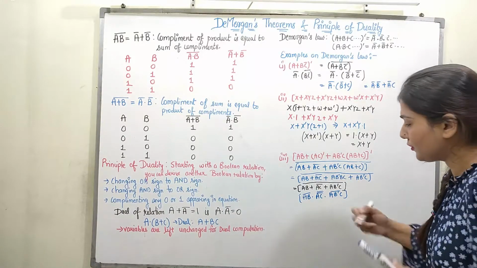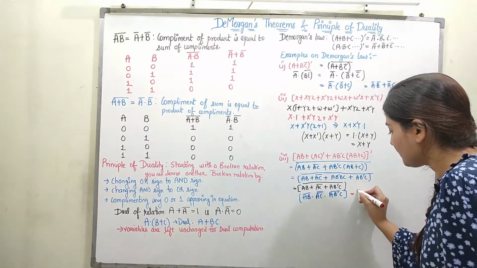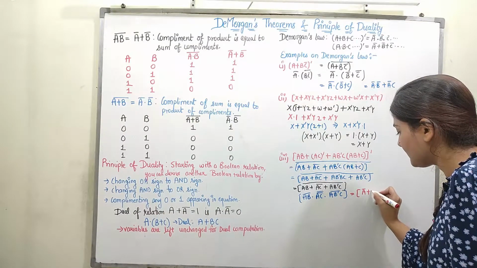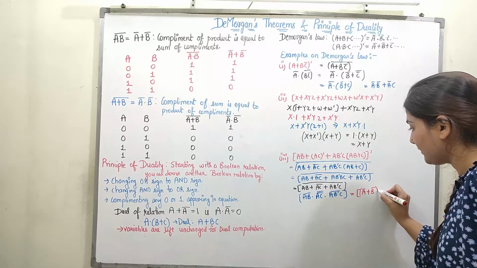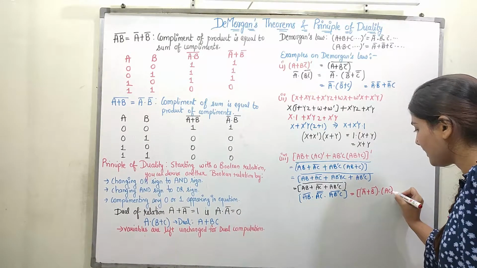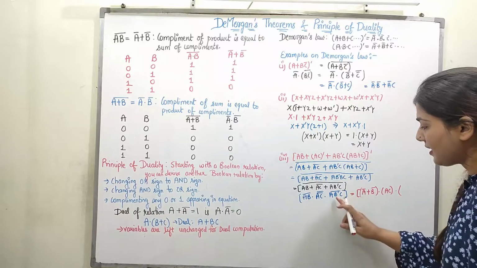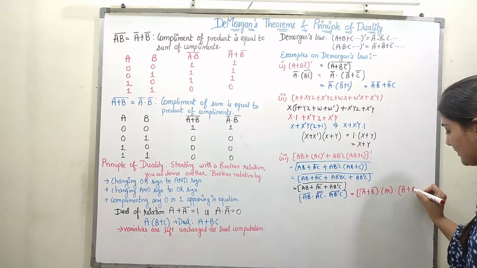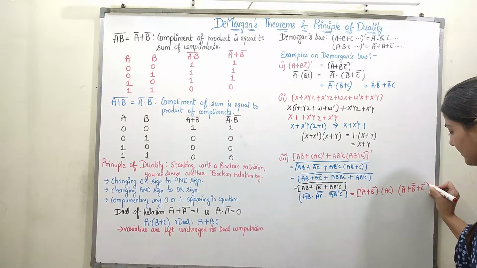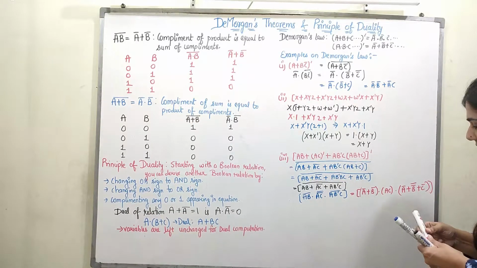Again we can use De Morgan's law over here. So (AB) bar will be equal to A bar plus B bar, right? Dot we will have (AC) bar, right? Dot we will have (AB'C) whole bar, which will be equal to A bar plus B bar plus C bar, right? So in this manner we can expand it.